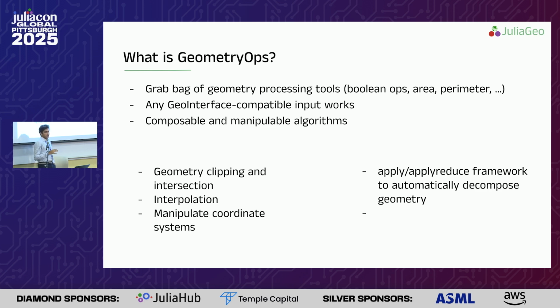And so we're able to call out to all of these random C libraries that have had decades and decades and decades of work. But then if you want a different algorithm, you can also just write it in Julia or call out to a pre-existing Julia implementation. So yeah, GeometryOps was meant to be the grab bag for those sorts of algorithms. Any GeoInterface compatible input works. So that's stuff read from files, stuff that you created in memory, stuff that you got from a database.